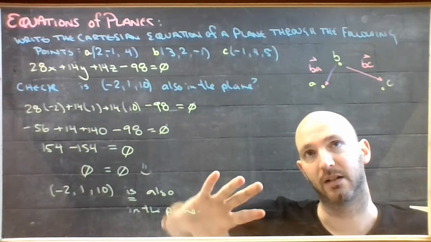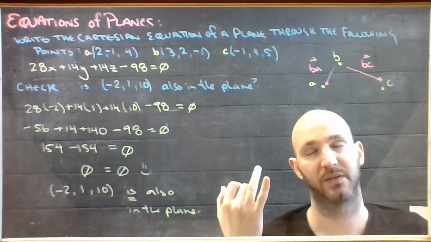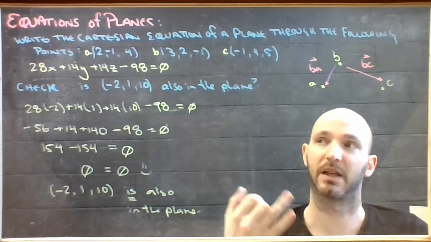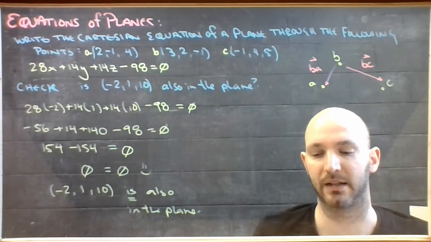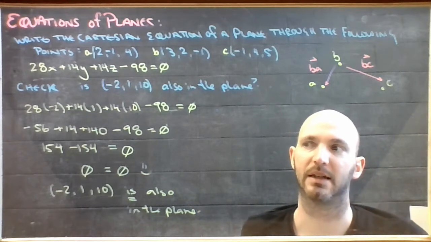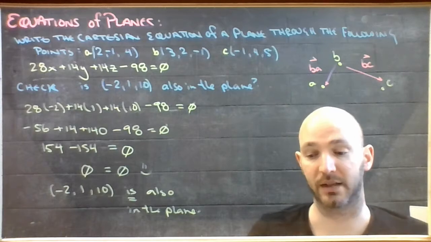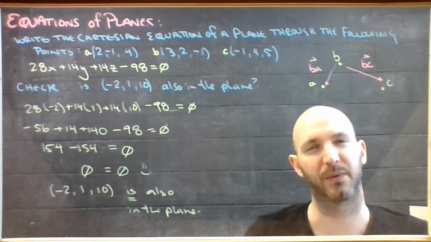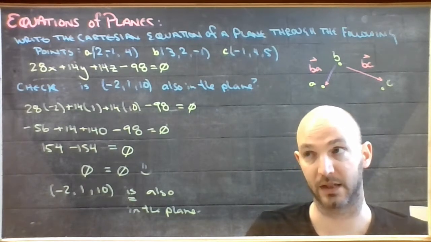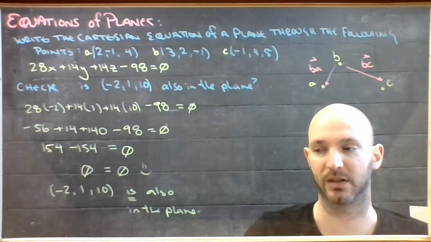We've done the vector equation of a plane, we've done the parametric equation of a plane, and we've done the Cartesian equation of a plane. The last thing we're going to do is the triple product and determining whether 3 vectors are coplanar. So I'm going to erase this and we'll talk about that, and then we're done for this section.